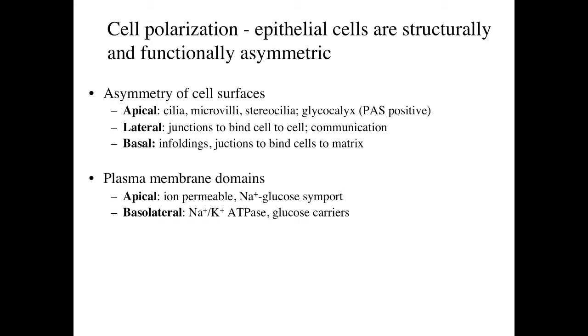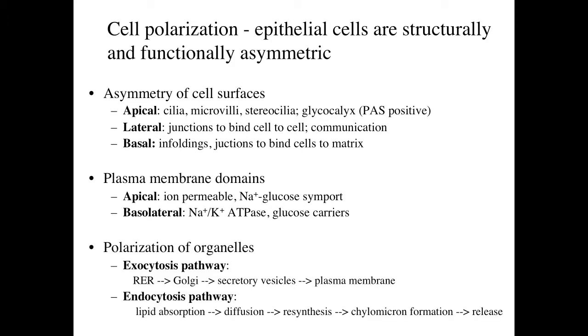There can be distinct plasma membrane domains in epithelial cells, so the apical domain may have various ion permeabilities. We looked, for example, at the sodium glucose symporter. The basolateral domain may have glucose carriers, especially in epithelial cells. There'll oftentimes be sodium potassium ATPase molecules at the basolateral domain of epithelial cells, and this will be important in maintaining the ionic differences across cell membranes.